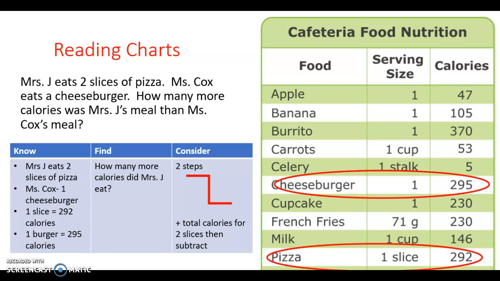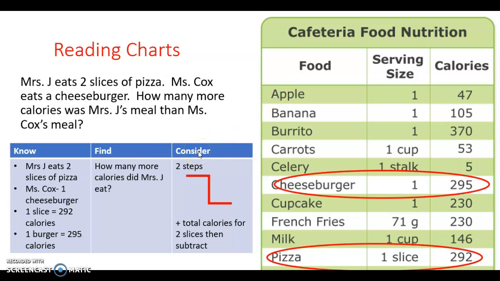Next, I need to ask myself, what do I need to find out in order to solve this problem? I'm going to go directly up to the problem, and I'm going to think, how many more calories was Miss J's meal than Miss Cox's meal? So I'm going to copy that question down. That's important. And I know whenever something's asking how much more, I'm probably going to have to use some subtraction.